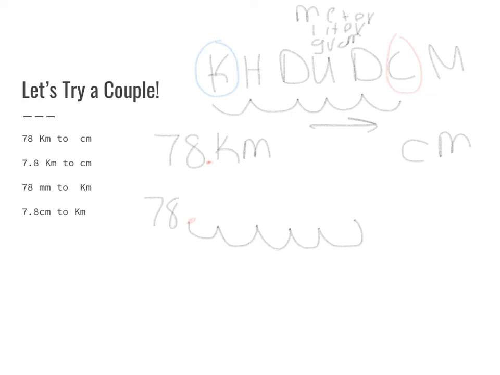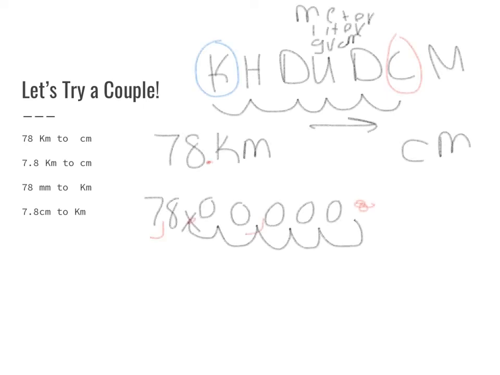Now if I have empty spaces like this, I fill them in with zeros. 1, 2, 3, 4, 5. And my decimal is no longer here. It is at the end. Remember, decimals don't really move, but we're going to do that today just to make a little more sense. And as we've discussed in class, every 3 digits, I will have a comma. So 1, 2, 3, comma, 1, 2, 3, comma. And I get an answer of 7,800,000 centimeters. One conversion down. Let's try another one.